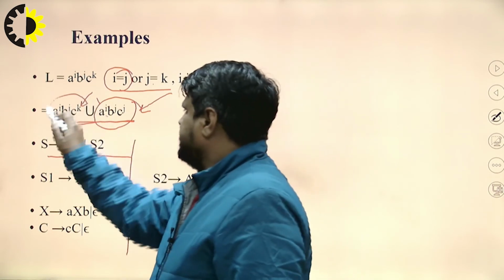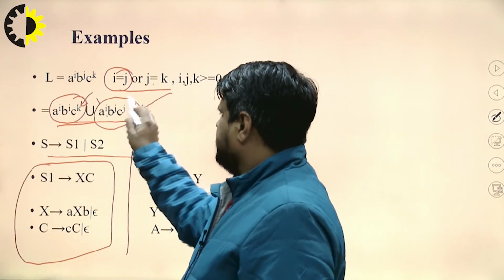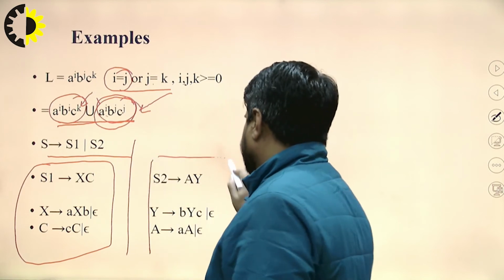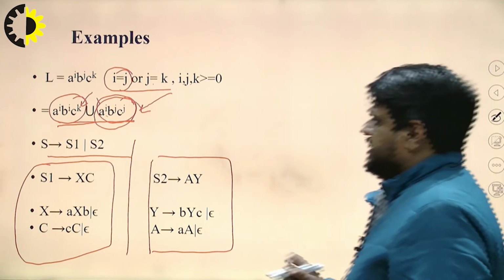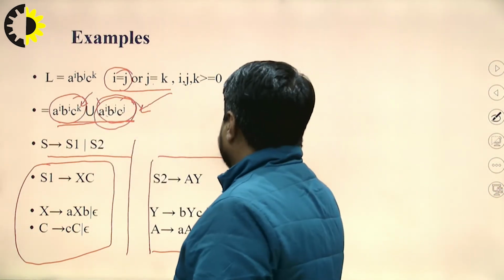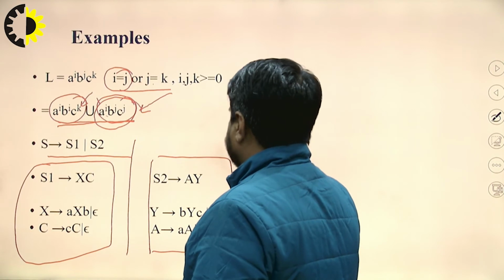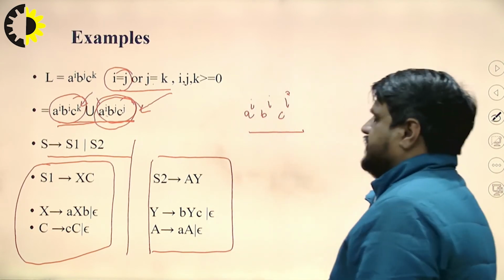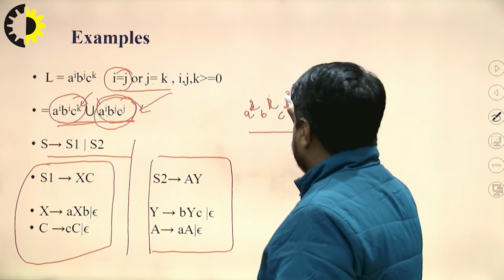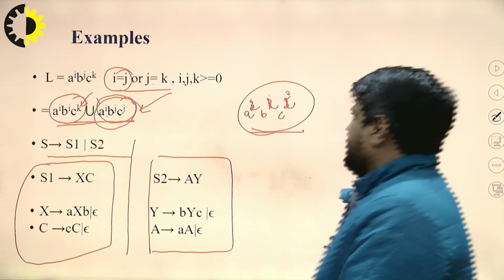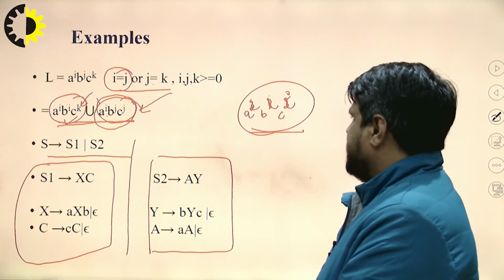For this one, the grammar is generated by the S1 part. For this one, the grammar is generated by this other part, right? What happens when you get a string that will contain, suppose, A to the power I, B to the power I, C to the power I? If you think about A to the power 2, B to the power 2, C to the power 2, suppose this is a string. Can this string be generated by this grammar or not? Yes, this can be generated by this one.